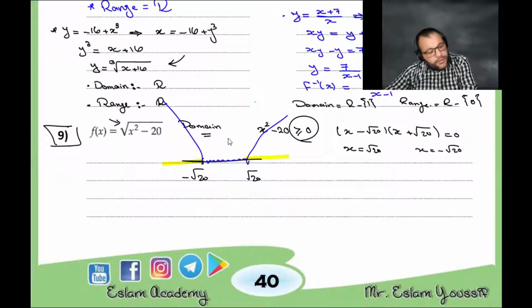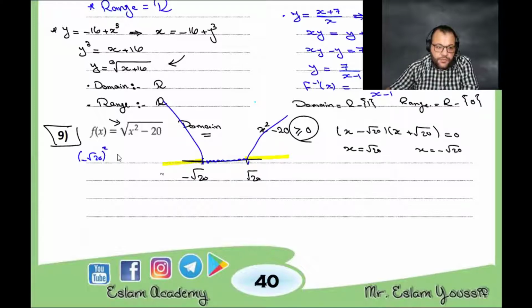Sir, can you repeat again how to find the range? The range from the graph. Just graph the function. How can you graph the function? An easy way is to just choose values, starting from negative root 20. Negative root 20 to the power 2, minus 20, under the square root. So it will be equal to 20 minus 20 equals 0.